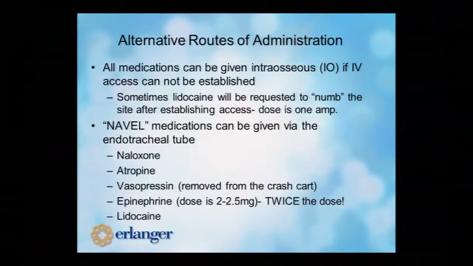And then there's also medications that we can give via the endotracheal tube. So if we can't get an IV access, the only people that can place an IO are far away or the IO kit is far away, but we need to give a medication urgently, we can give the following medications just down the endotracheal tube, how they're respirating the patient, if they have a ventilator or an advanced airway in place. And you can remember this with the acronym NAVAL. So naloxone, atropine, vasopressin, which we have removed from the crash cart, epinephrine, and I want you to note that the dose is different. It's not going to be 1 amp of epinephrine. It's going to be 2 to 2.5 milligrams, so I usually recommend getting 2 syringes. And also lidocaine for ventricular dysrhythmias you can give via the ET tube.